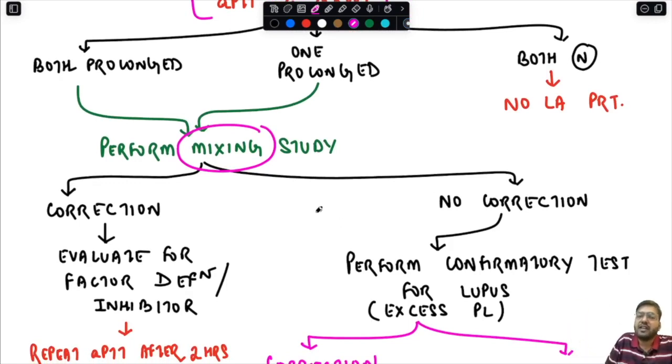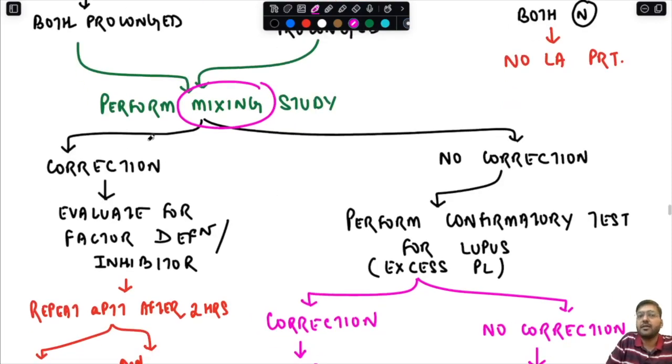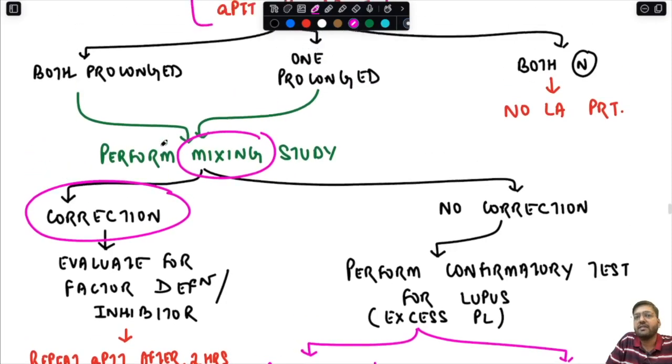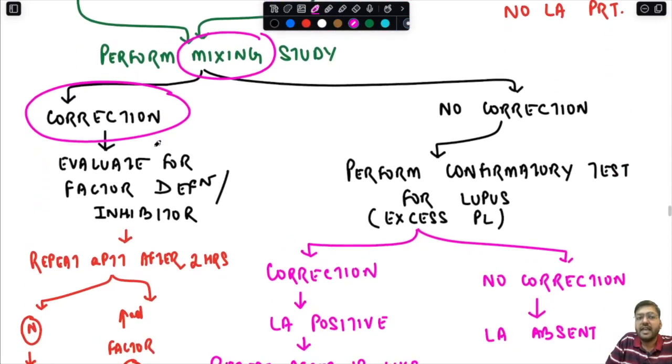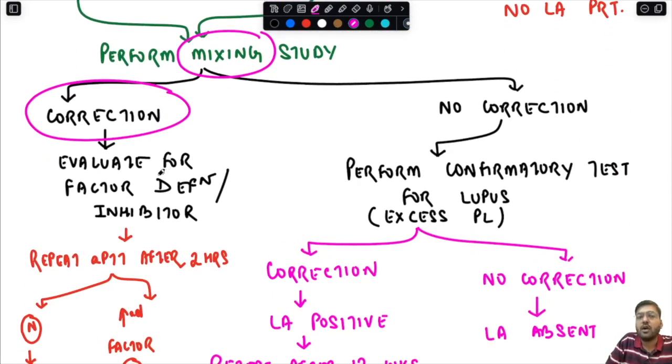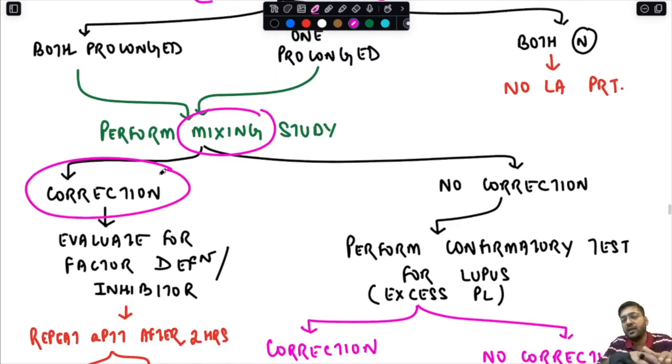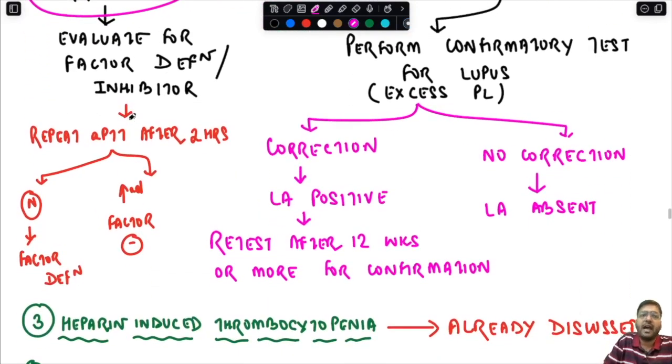Okay. So if after mixing with the normal plasma, the clotting time is corrected, then you evaluate for either factor deficiency or inhibitor. Because if you add the patient's plasma and the clotting time is getting corrected, that means the patient's plasma is containing the factors, maybe any factor. So that is indicative of either factor deficiency or any inhibitor which is inhibiting a particular factor. Further, you can repeat the APTT after 2 hours. If the APTT is still normal after 2 hours, it is indicative of factor deficiency.